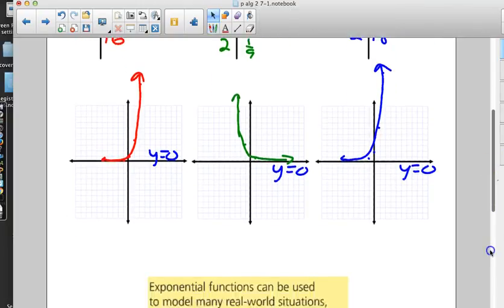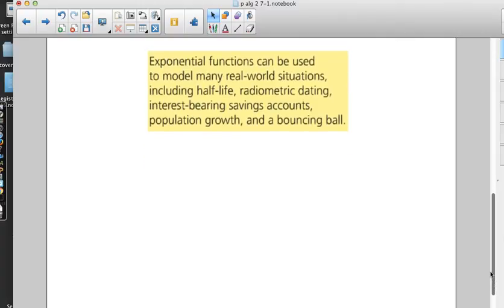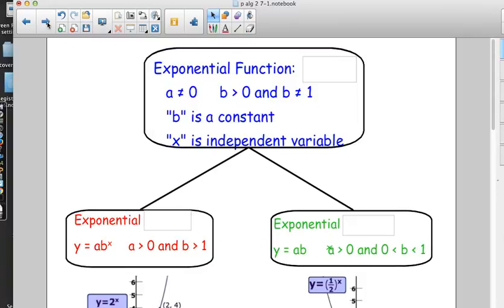All right, now, exponential functions model tons of real-life situations. Half-life, whether it's medications or half-life of radioactive substances. Radiometric dating, interest-bearing savings accounts, population growth, a bouncing ball. You know, we have gravity on Earth, so the ball doesn't keep bouncing forever. It starts high and goes lower each time. So those are geometric relationships that can be described by exponential growth and decay.